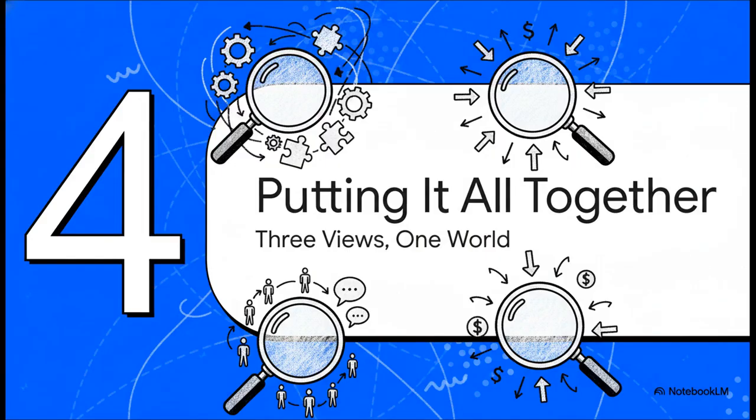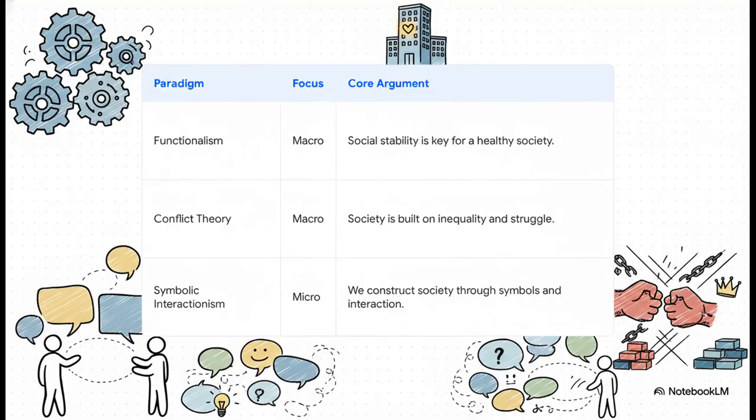So there we have it. We've just looked through 3 incredibly powerful lenses. Each one zooms in on a totally different part of our social world, and each one reveals a different but equally important truth. So let's do a super quick recap to bring it all home. You've got functionalism, that big macro-level view, focusing on stability and how all the parts work together. Then you have conflict theory, also macro, but it focuses on inequality and the struggle for resources. And finally, symbolic interactionism, the micro-level view, which is all about how we create meaning in our everyday lives.